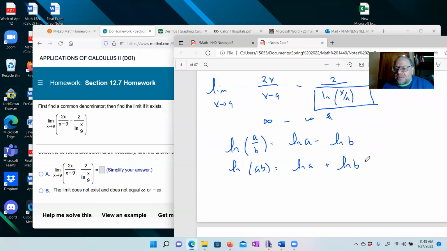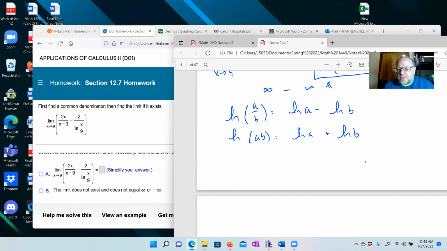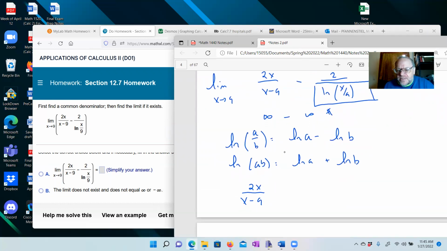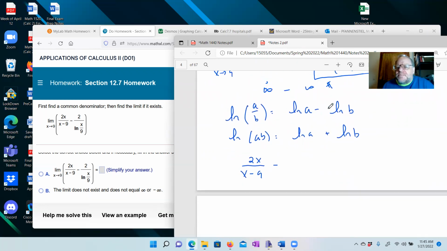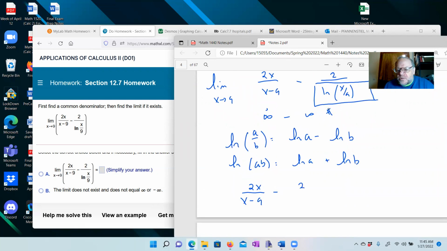So the way I looked at this problem was to say, this is going to be terrible. So let's do 2x over x minus 9, and then minus, and then what do we have here? It's going to be like a 0 minus 0. No, it's not. It's terrible. And then minus, and I put 2, and instead of that natural log, I said this is the natural log of x minus the natural log of 9. It's still a fraction.